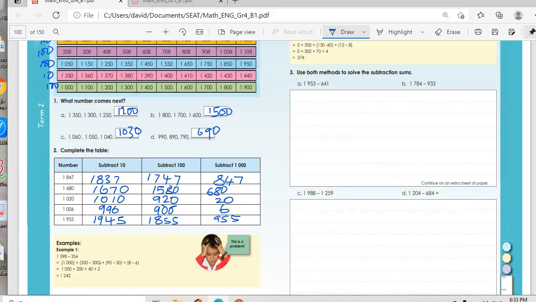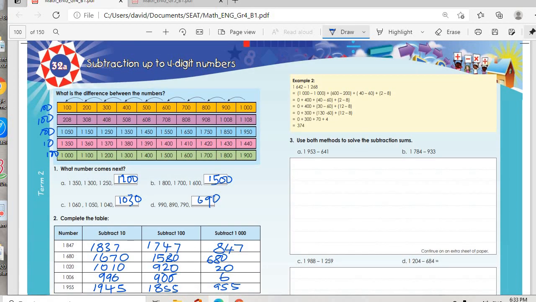Then we go to page 93. On page 93, we still have another example here. So on this one, we are going to say 1,000 minus 1,000, then 600 minus 200, then 40 minus 60, then 2 minus 8. Okay. So that's what we have there. So now it becomes 0, then 400. Okay, then plus 40 minus 60 and 2 minus 8.